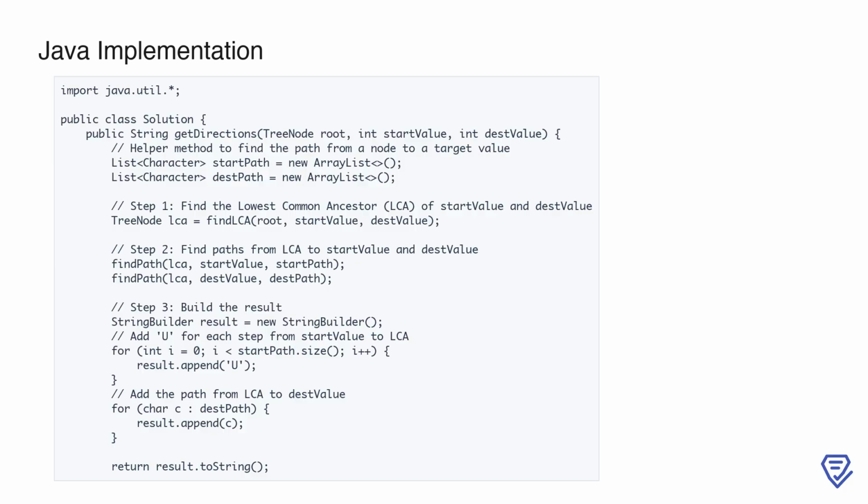Next, we call a helper method findLCA to determine the LCA of the two nodes. Once we have the LCA, we use another helper method, findPath, to fill the start path and dest path lists with the directions from the LCA to the respective nodes. To construct the final result, we append a series of U characters representing the steps from the starting node back up to the LCA, followed by the directions from the LCA to the destination node. Finally, we return the constructed path as a string.